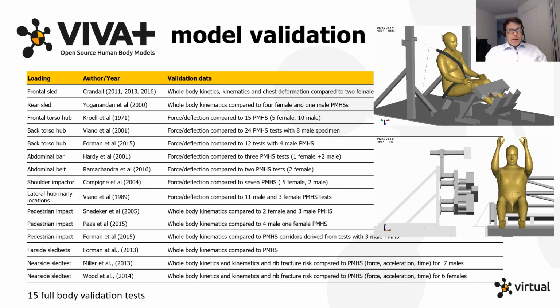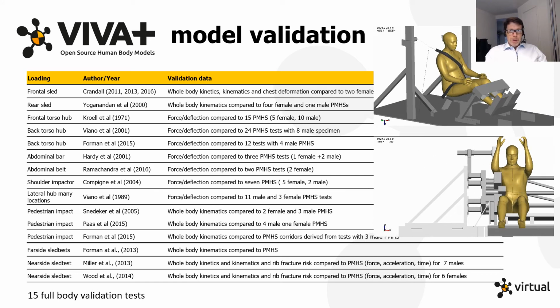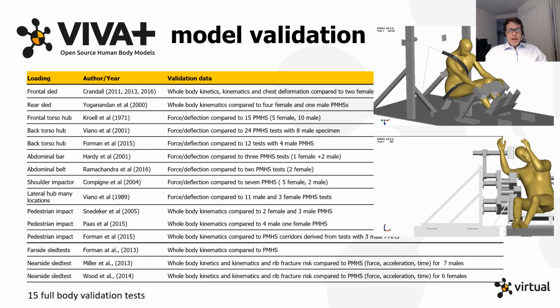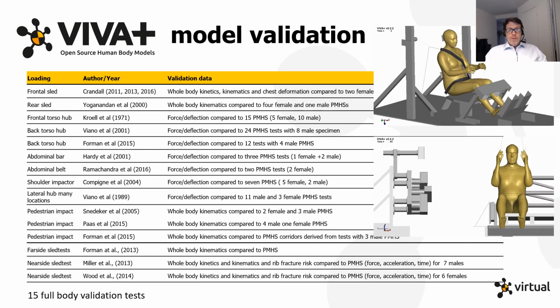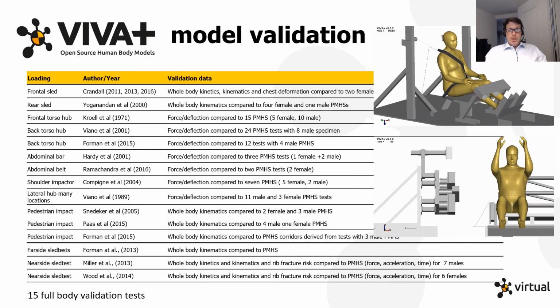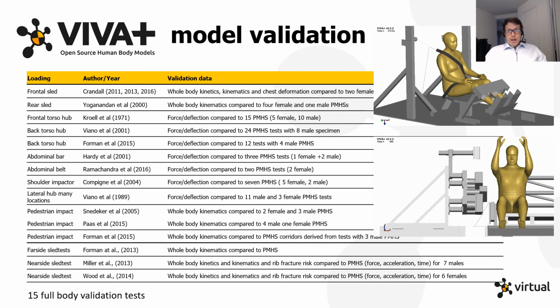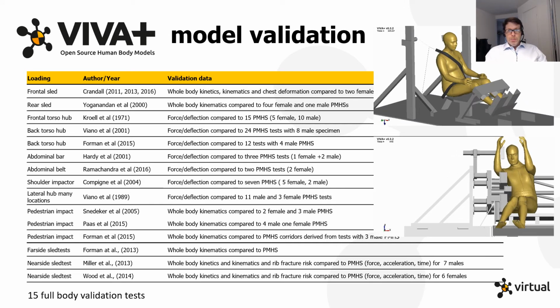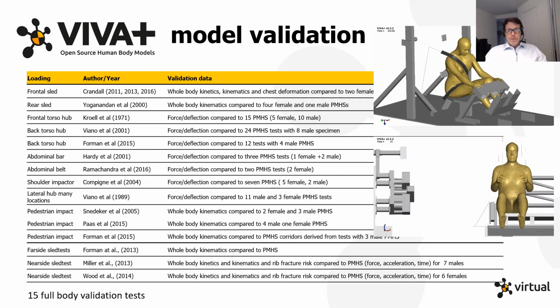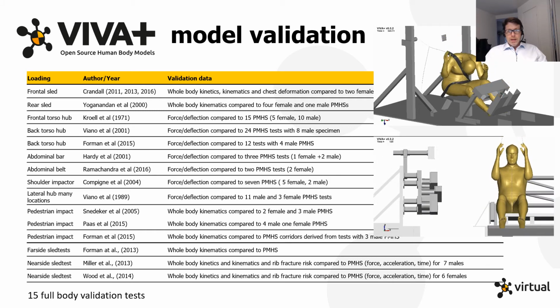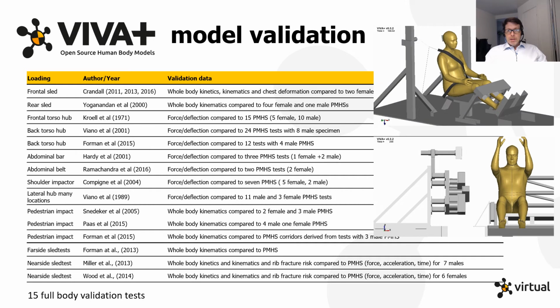Generally, we try to run both pre-positioning and impact in one seamless simulation to make it easy to rerun the validations when a new model is available. You can see examples of this here, where the pre-positioning is carried out during the first 300 milliseconds and then followed by the impact.